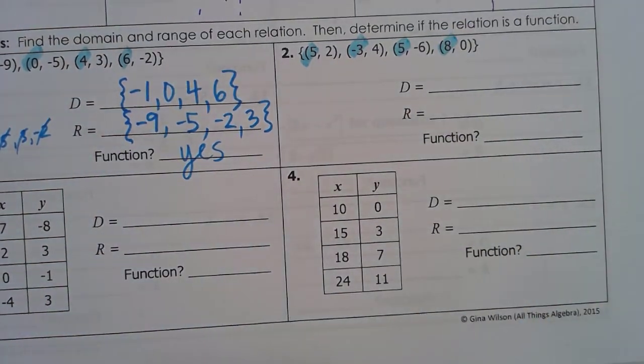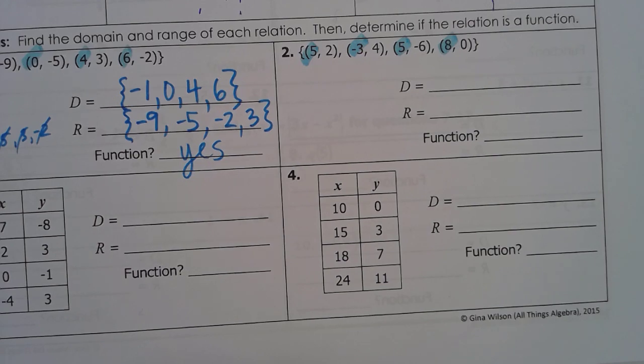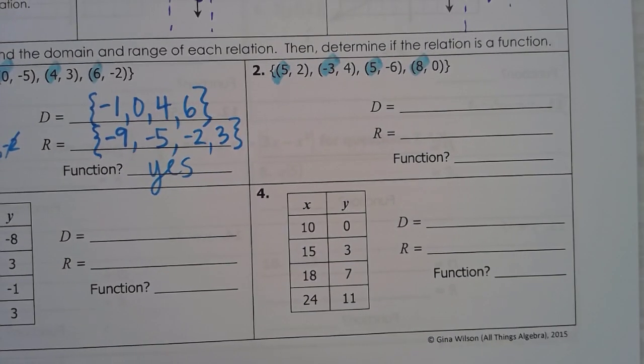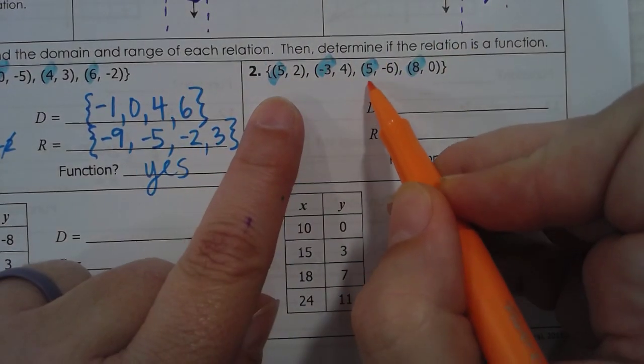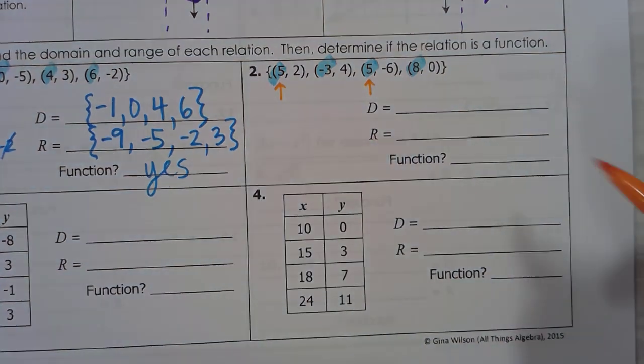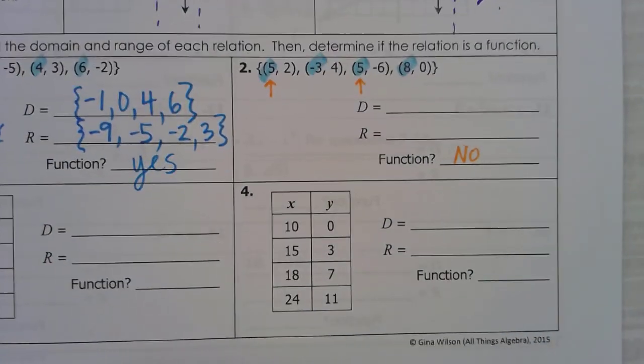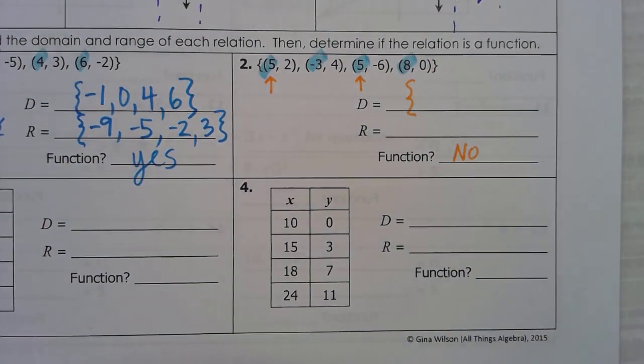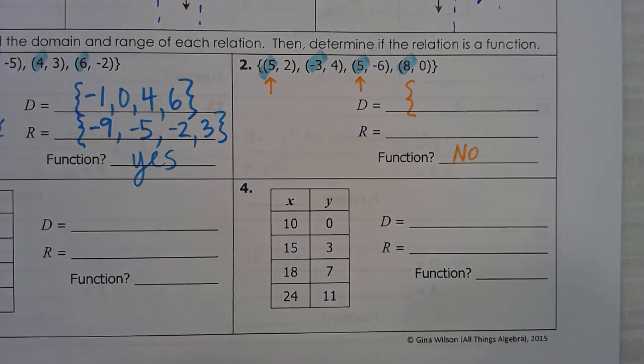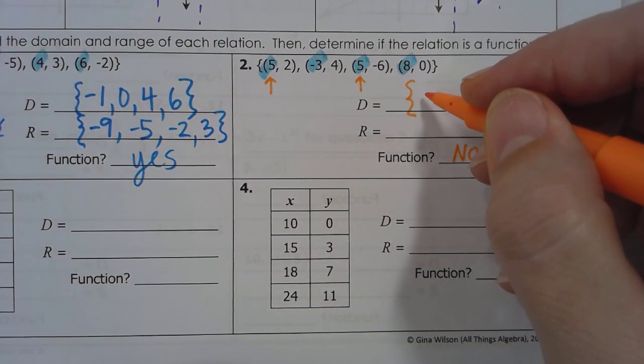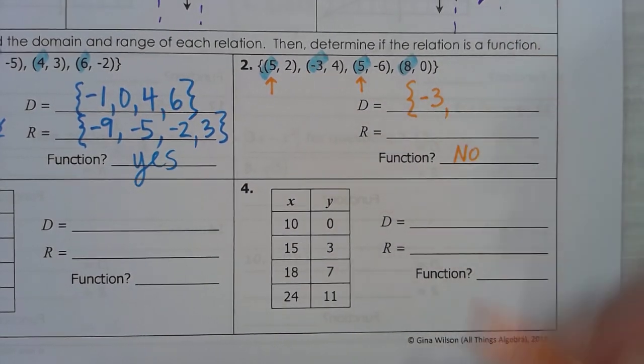Santiago, is this a function? Did you get that far yet? There are 2 5s. Awesome. There are 2 5s, so this is not a function. So the domain is? The domain? -3, 5.